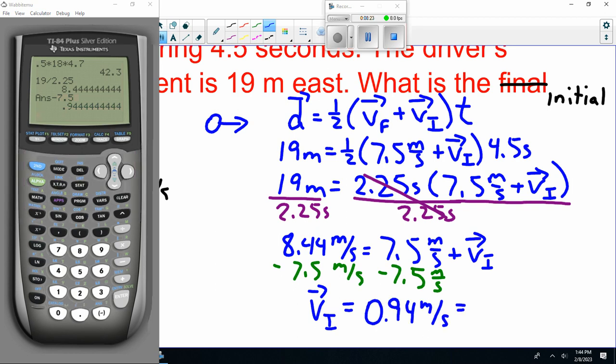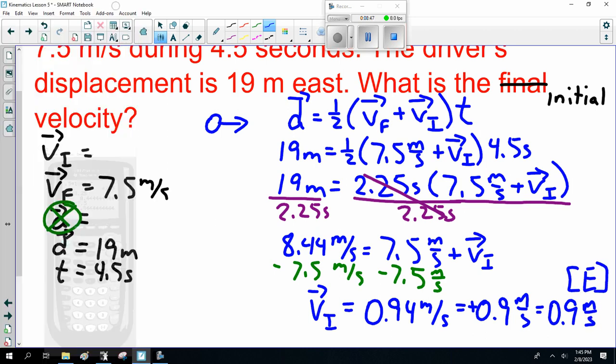Now, excuse me, 19 meters, 2.25 seconds. Really, sorry, the 7.5 limits me to one decimal place, so this is 0.9 meters per second east. Okay? Well, I hope you got it.